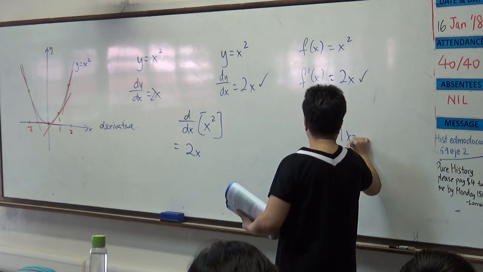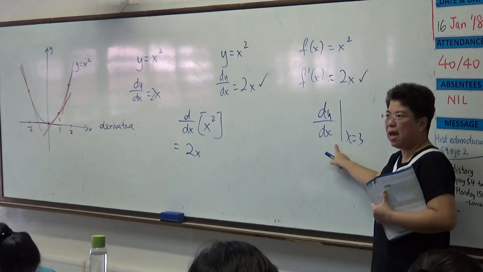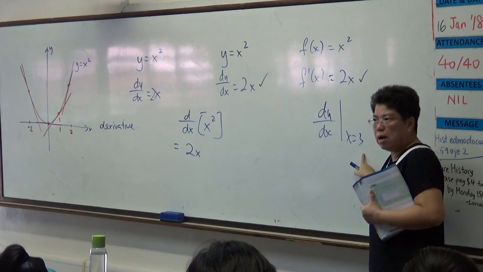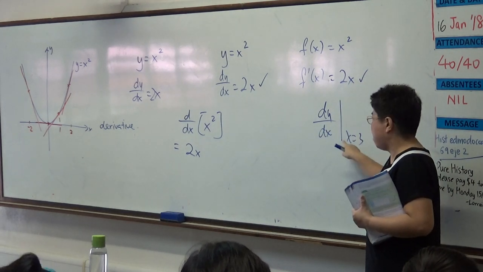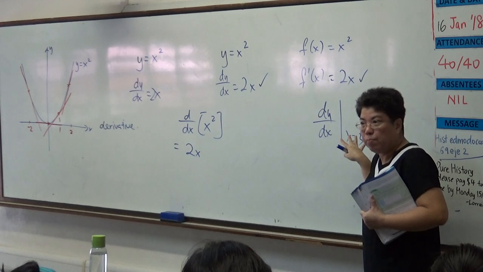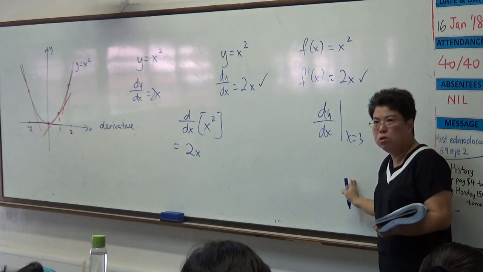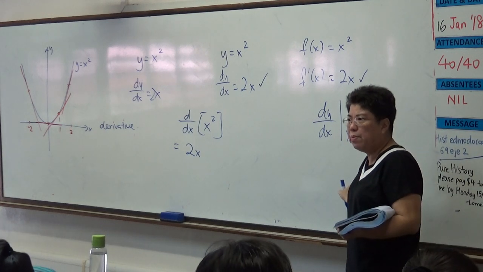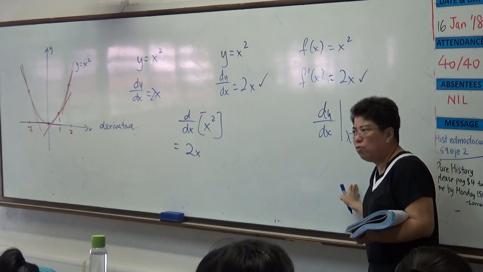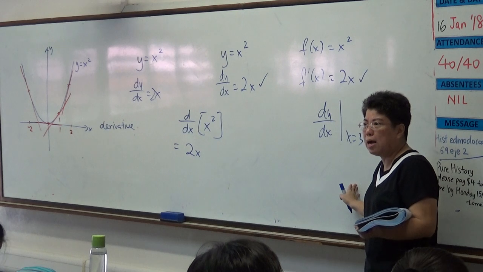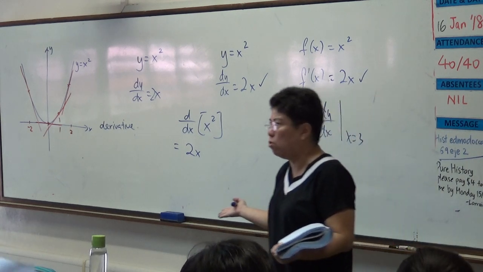Now, what is the meaning here? That means dy/dx at x equals 3. I don't use this notation because some people are very messy, they don't know what they are writing. I always say when x is what, dy/dx is what. It's easier. Don't use this because it's very confusing. Some people's handwriting is terrible, cannot read. Then it will confuse the marker and then Cambridge will mark with zero.